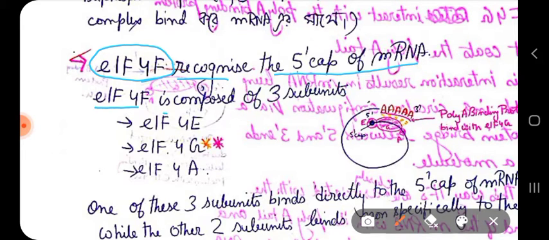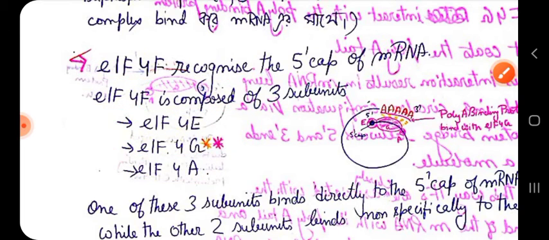EIF4F is made up of three subunits: EIF4E, EIF4G, and EIF4A. So EIF4F is another initiation factor that recognizes the 5 prime cap of the mRNA, and this initiation factor has three subunits: EIF4E, EIF4G, and EIF4A.